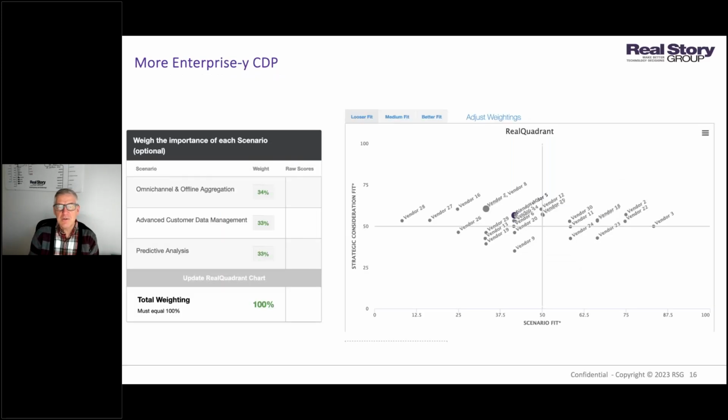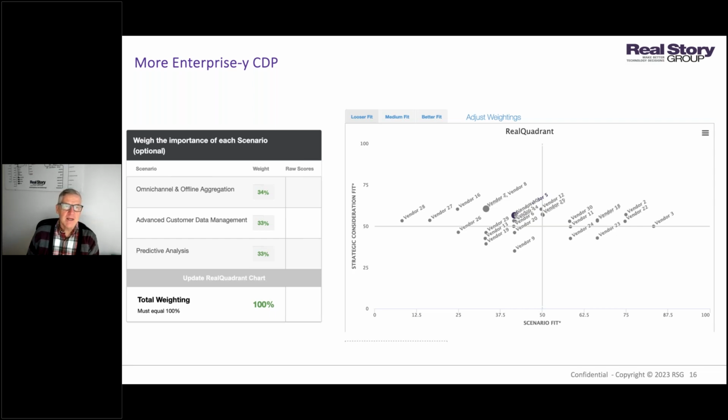So here's an example of 2 different outputs. So here might be a more enterprisey CDP that's focused on more data processing and data management. So you've got omni-channel and offline aggregation, advanced customer data, maybe predictive analytics. And so we weighted those relatively evenly. This is what the real quadrant generates, and you can see there's a pretty broad scatter plot here among the 30-odd vendors that we cover. But you do see 5 or 6 that are in the upper right hand that are worth looking at.